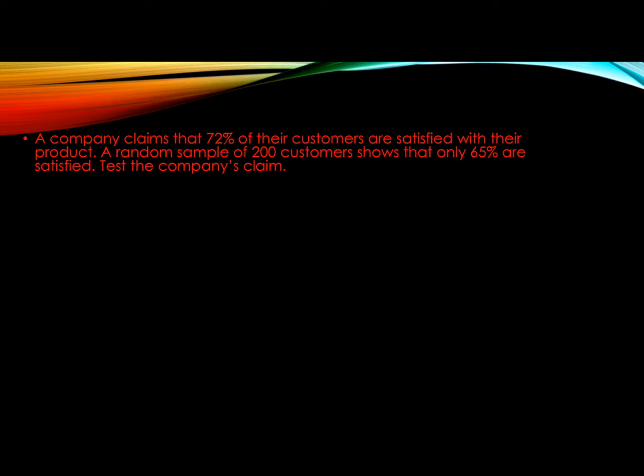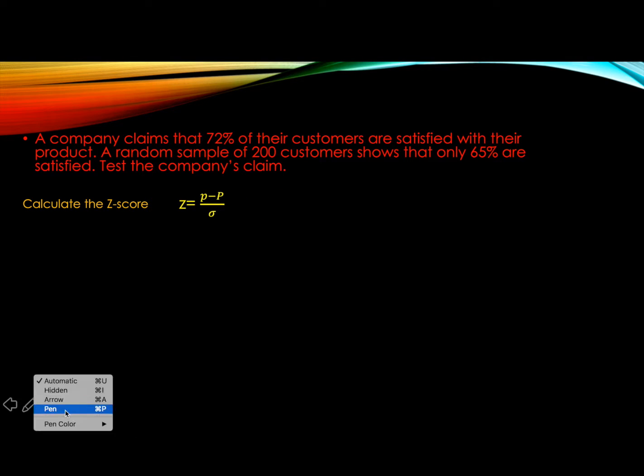Now we are ready to solve. I'm going to do it by hand first, and then I'll teach you a shortcut. The first step is to calculate the z-score. The formula to find that is different from the mean. It's p hat, let's make p hat.